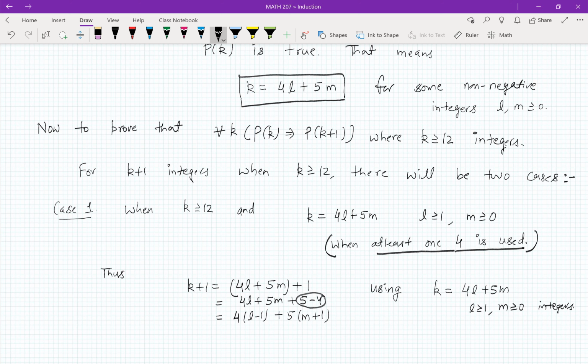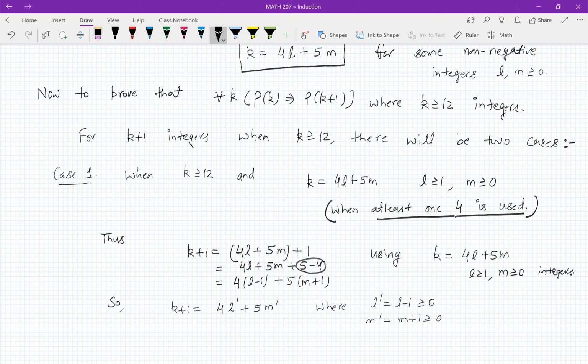where L and M have a value, L greater than or equal to 1 and M greater than or equal to 0, and they are integers. So we can rewrite our k plus 1 as 4 times L prime plus 5 times M prime, where L prime is defined as L minus 1, which is greater than or equal to 0, and M prime is defined as M plus 1, which is also greater than or equal to 0, and they are integers. So this implies that P of k plus 1 is true here.